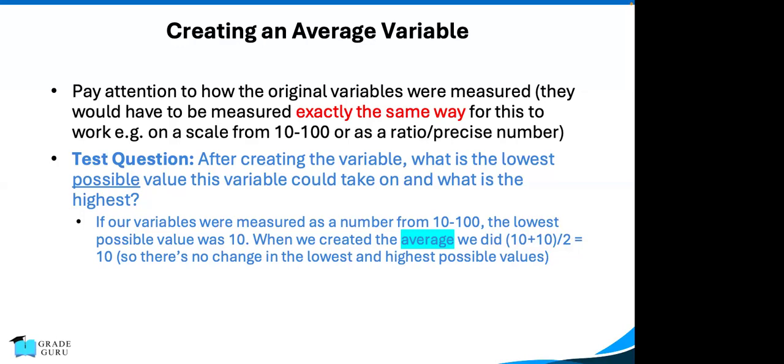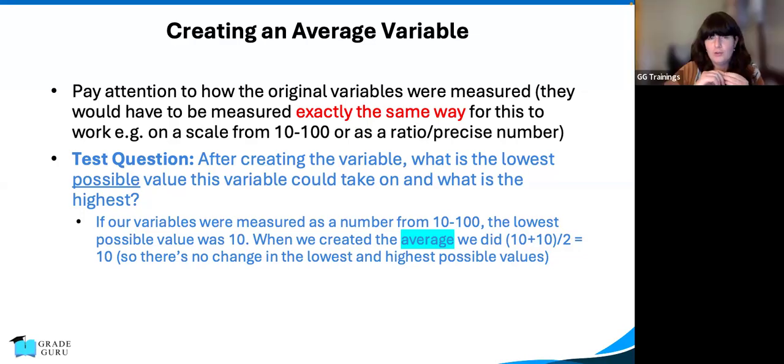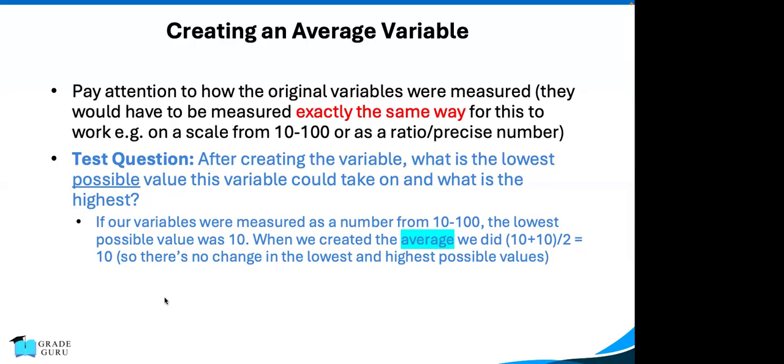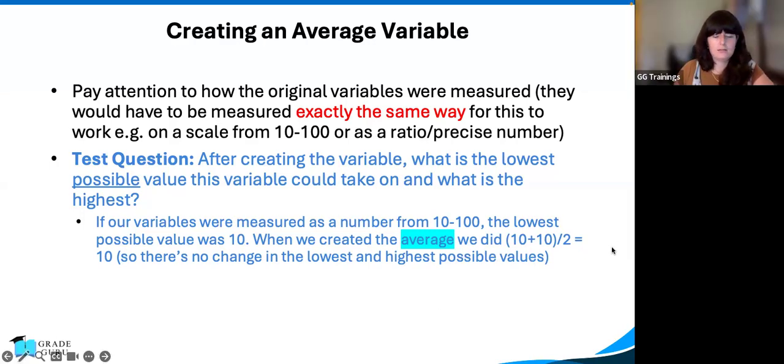So the highest and the lowest possible values don't change with an average, when you create an average variable. In fact, I actually think that I made a mistake on the next line, but I'll point it out because I copy pasted text, very naughty. But yeah, that's what I mean by this.